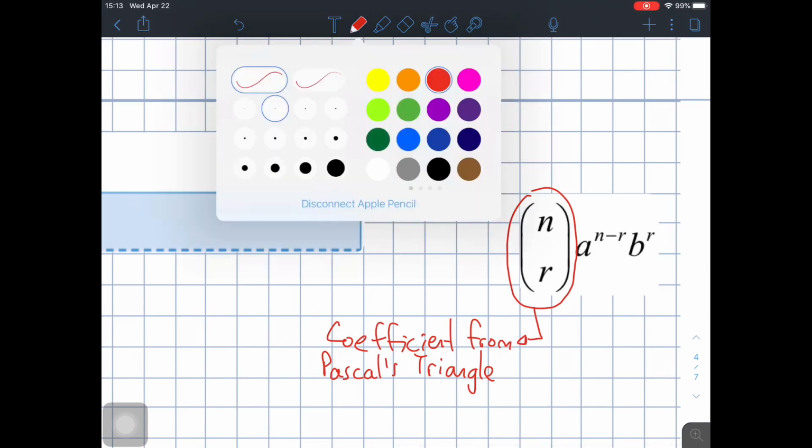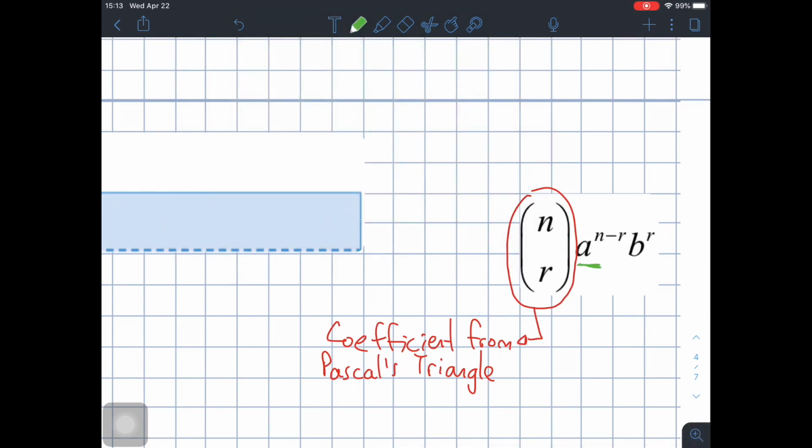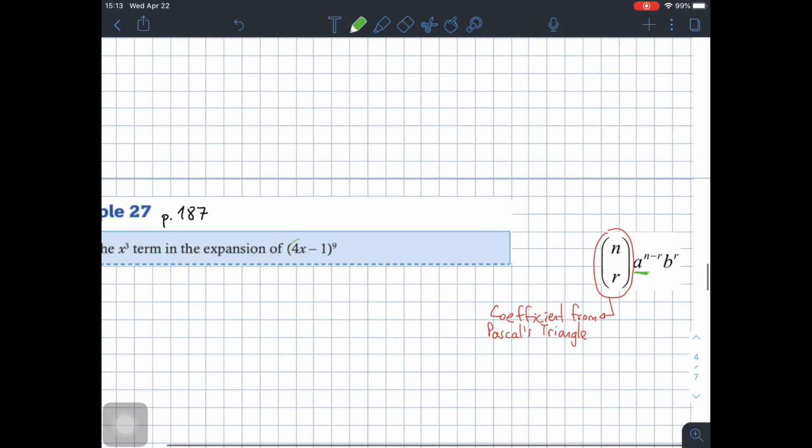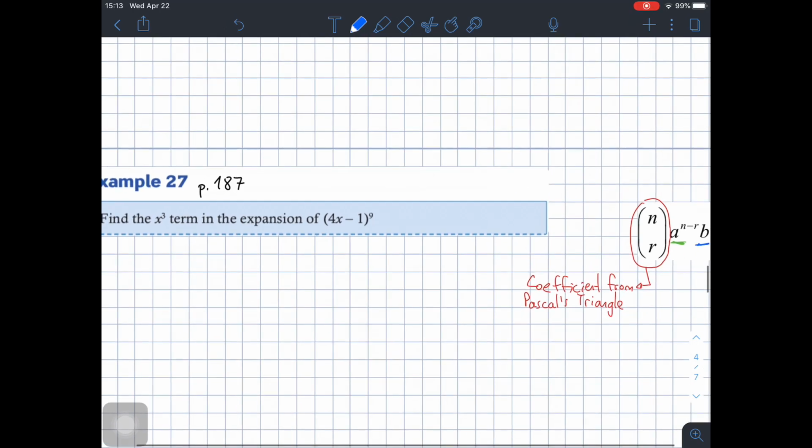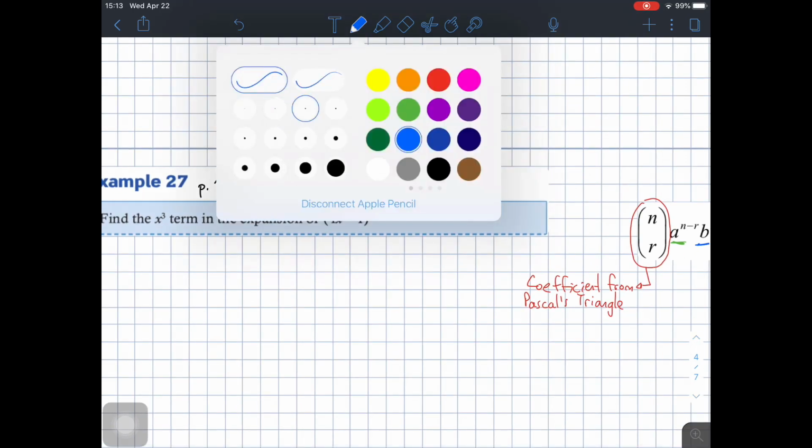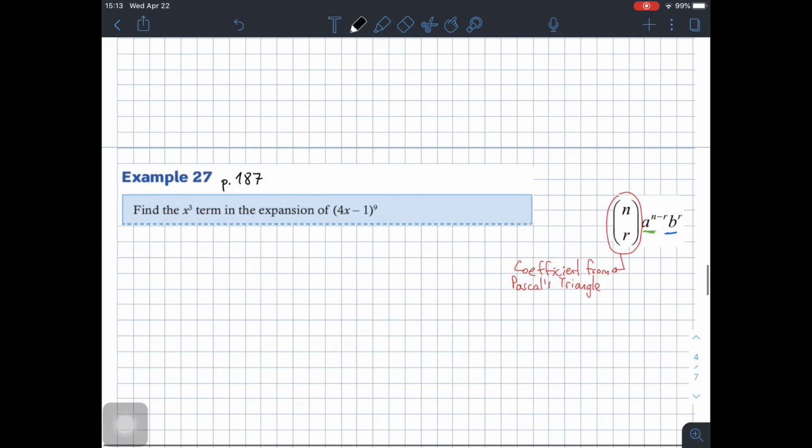Then the value of a is the first term. You already know this. a is the first term, which in this case would be 4x, right? And b represents the second term of the binomial expansion, which in this case is -1, okay? And n is the maximum exponent, which in this case would be 9, and r is a specific position we want to find, okay? So given those pieces of information, we're going to see how to solve this.